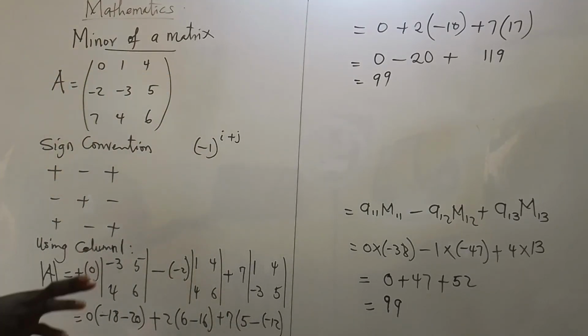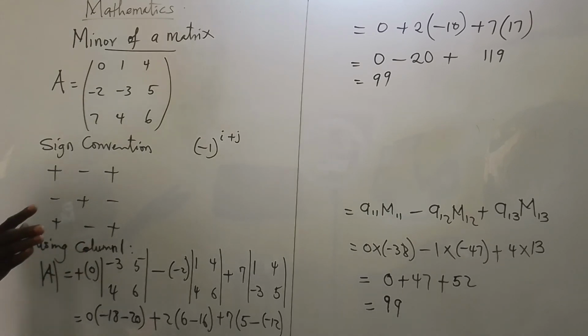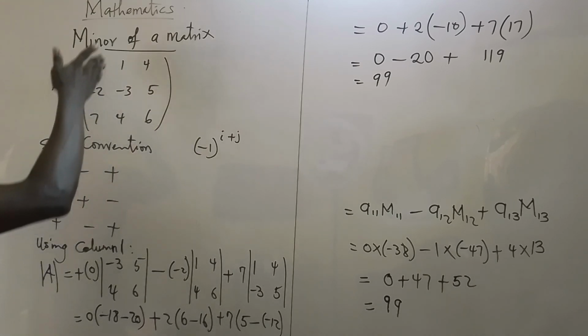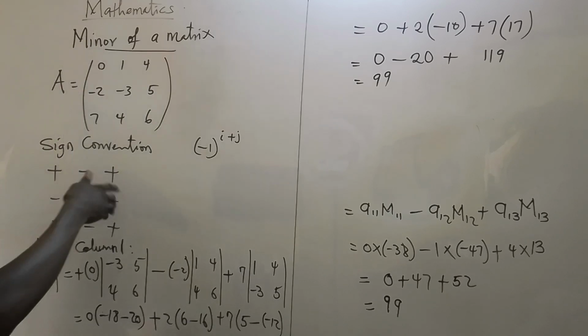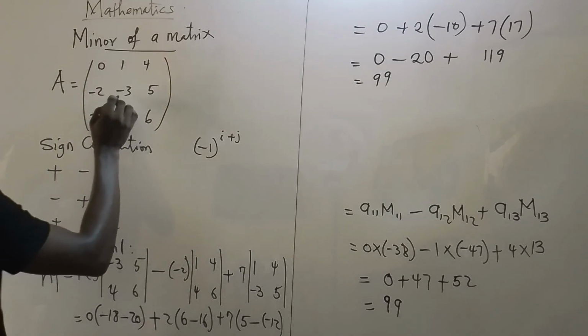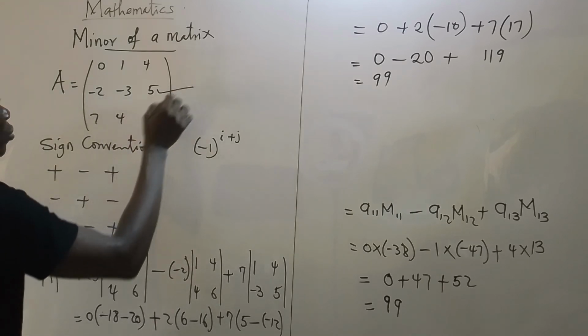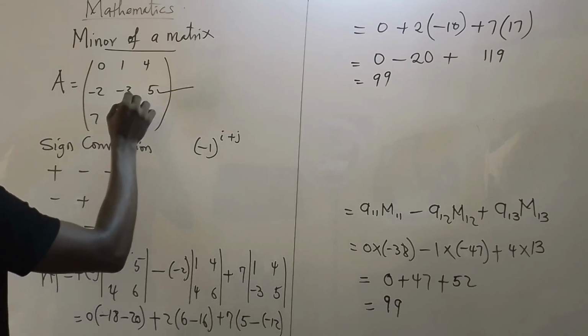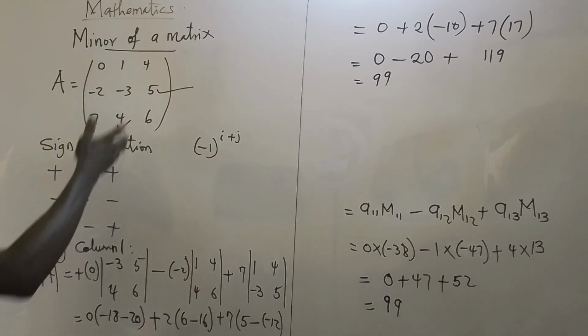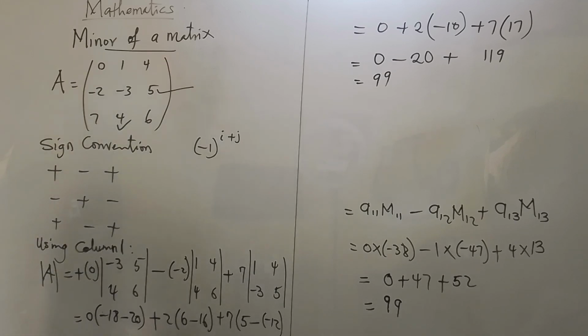So when you want to find the determinant of any given 3 by 3 matrix, you can decide to go by either rows or columns. You can use any of the rows, you can use any of the columns. So I need you now to practice with using the second row and the second column. And if you wish, you can make use of the third row, the third column. So you do the practice and let me see your comments in the comment section if you are able to solve this.